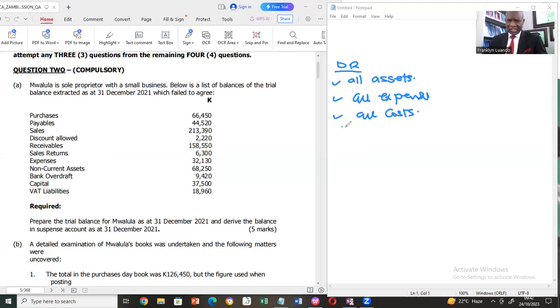Then credit: all liabilities. All liabilities are credited. We have also all provisions, or all allowances.